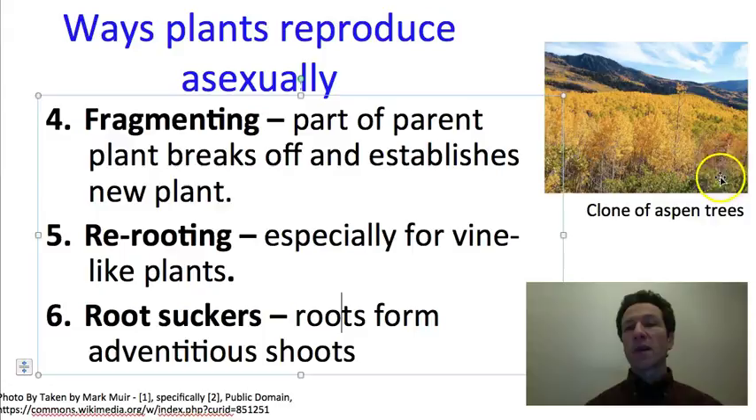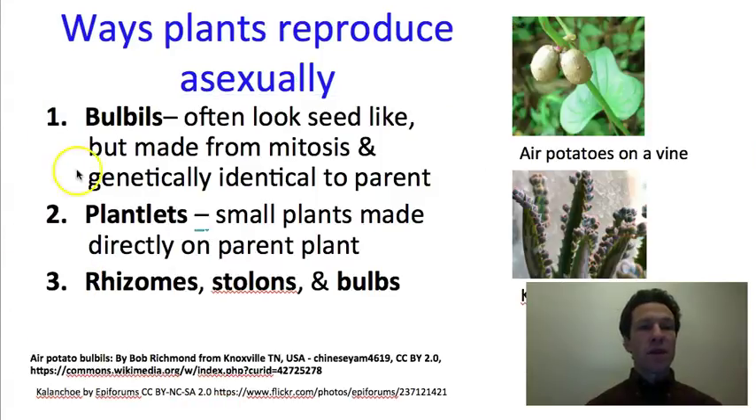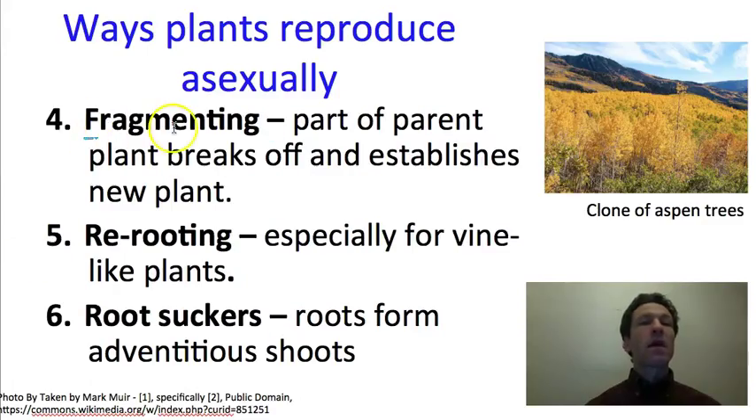So what we see in this picture here is a clone of aspen trees. So this entire hillside here is thought to be one genetic individual with probably hundreds of separate trees. So really this can be thought of as just one plant. They are probably connected underground, at least to some degree. So that is 6 different methods of asexual reproduction: bulbils, rhizomes, stolons, and bulbs, fragmenting, rerooting, and suckers.